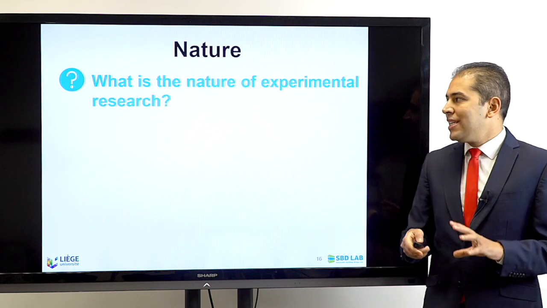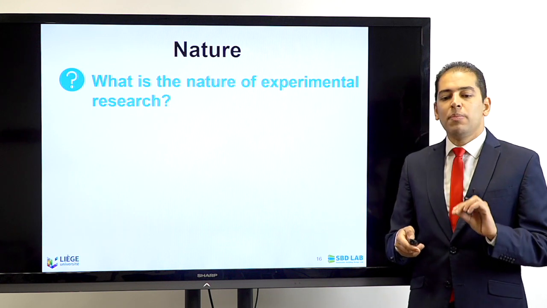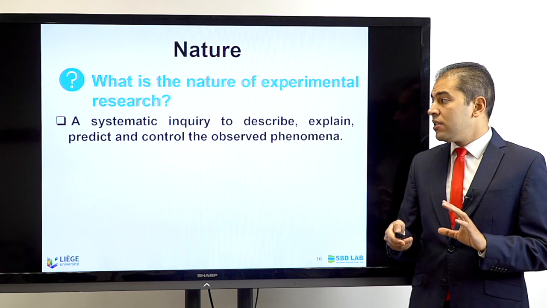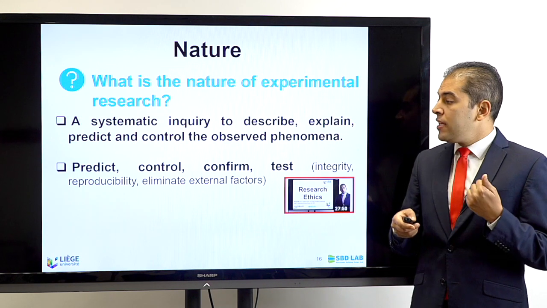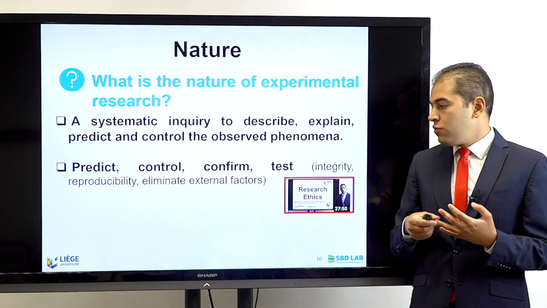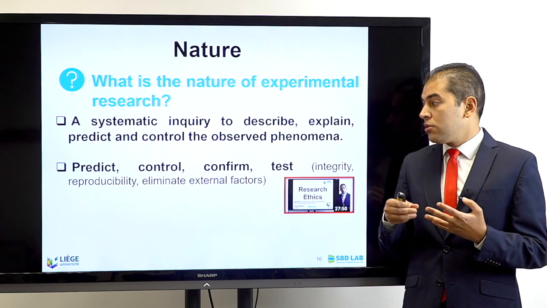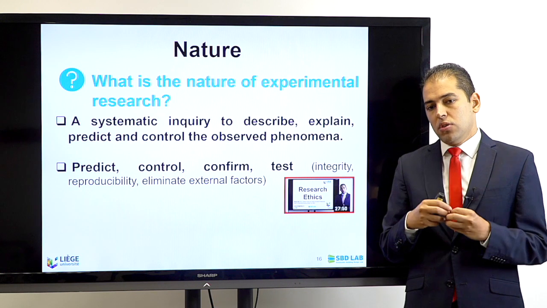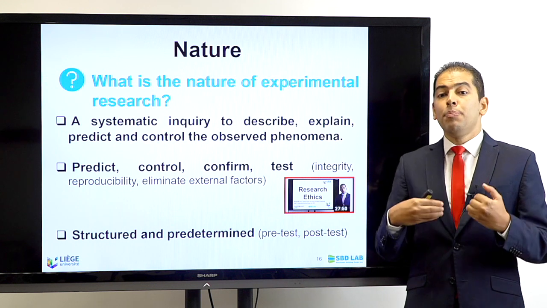We should not forget also that experimental research has a specific nature. So what is the nature of experimental research? It is a systematic inquiry to describe, explain, predict, and control the observed phenomena. This is important, and also experimental research entails prediction, controlling, confirming, and testing. So in this sense, we are talking about integrity, research ethics, reproducibility, and eliminating the influence of external factors, controlling extraneous factors. And for sure, it is structured and predetermined.